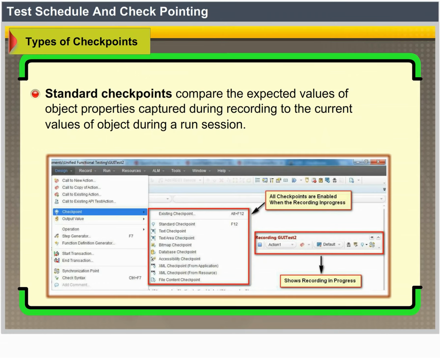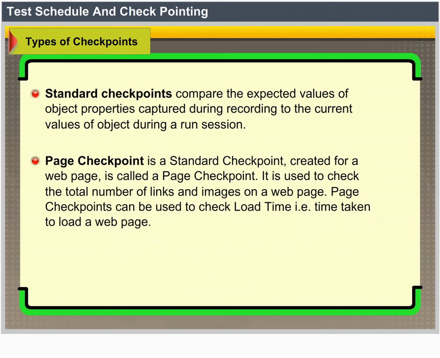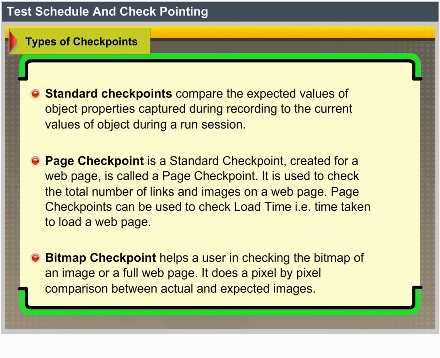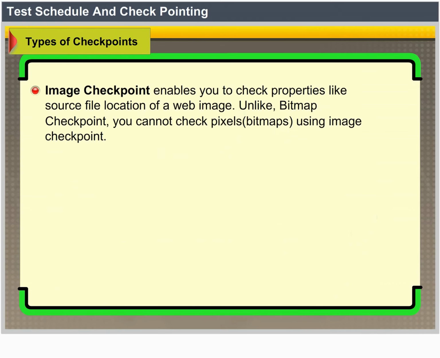Page checkpoint is a standard checkpoint created for a web page and can be called a page checkpoint. It is used to check the total number of links and images on a web page. Page checkpoints can also be used to check load time, the time taken to load a web page. Bitmap checkpoint helps a user in checking the bitmap of an image or a full web page. It does the pixel-by-pixel comparison between actual and expected images. Image checkpoint enables you to check properties like source file location of a web image. Unlike bitmap checkpoint, you cannot check pixels or bitmaps using image checkpoint.